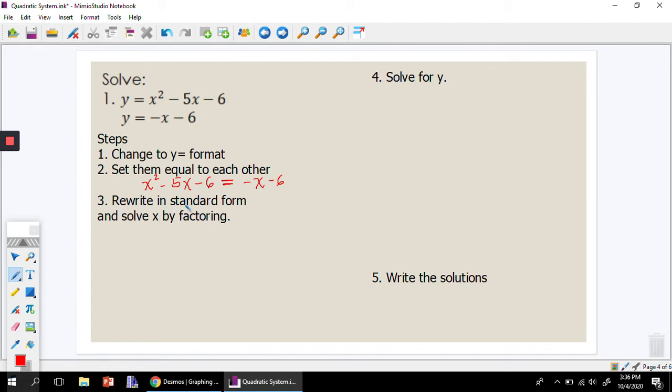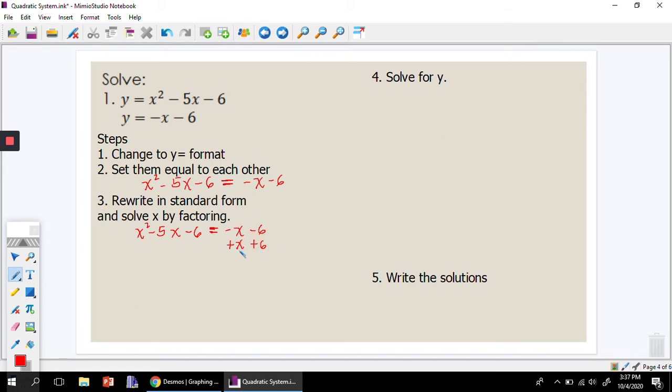We write in standard form and solve for x by factoring. We have to rewrite it in standard form first. When you say standard form, it should be equal to 0. So if your equation is x squared minus 5x minus 6 equals negative x minus 6, I have to make the right side equal to 0. To do that, I will add x, because negative x plus x is 0, and I will also add 6, because negative 6 plus 6 is also 0.